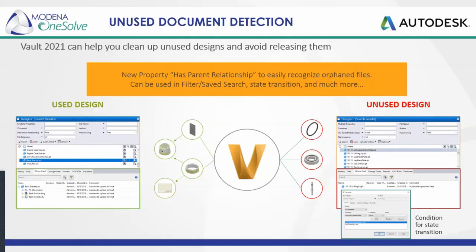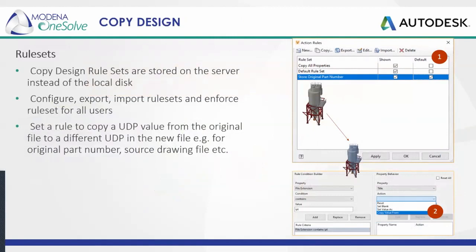The value of this property will be true as long as the file is used in any version of the parent, not only the latest version. For copy design in Volt Workgroup and Professional, rule sets are now stored on a server. This makes it possible for administrators to manage copy design rule sets globally and provide standard settings for copy design behavior.